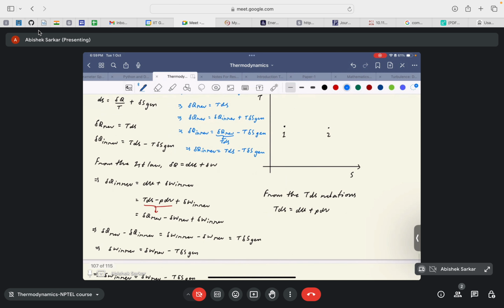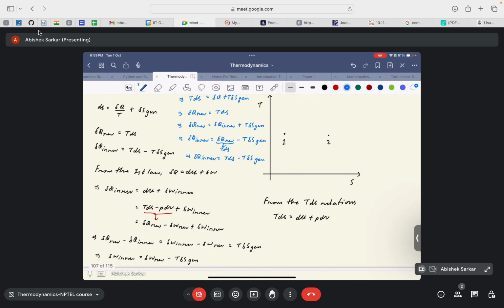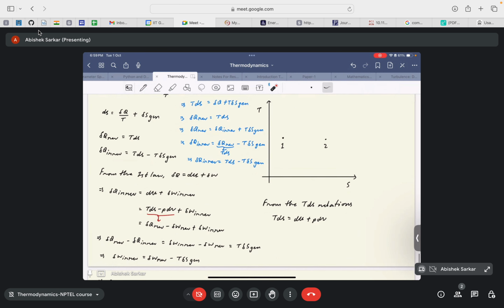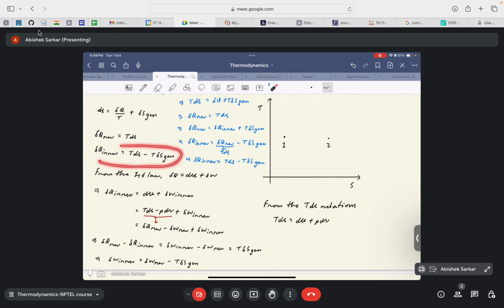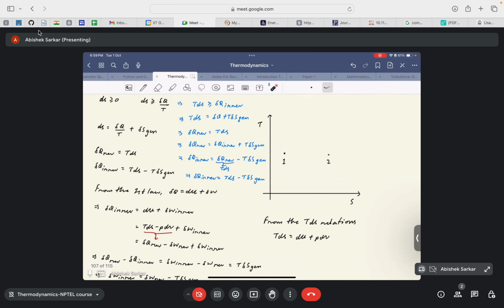So I hope this is clear, like how we arrived at this part. It's a simple equation, we're just using these equations. Okay, it's very simple. I hope this will make things more clear. Okay, so from the first law we have that delta Q is equal to dU plus delta W. Just kindly wait for 1 minute, I'm just looking at something.